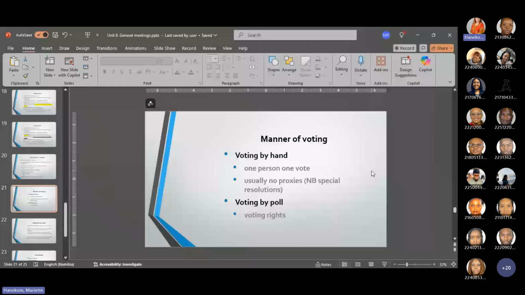But then if voting takes place by hand, this whole issue of voting rights and how many shares you have, etc., becomes irrelevant, because every person can only put up one hand. Voting by hand, voting rights are not taken into consideration. It's one person, one vote. And generally, usually, no proxies are included when voting takes place by hand. Voting for a special resolution, however, is different. Remember that. We're going to get to special resolutions.